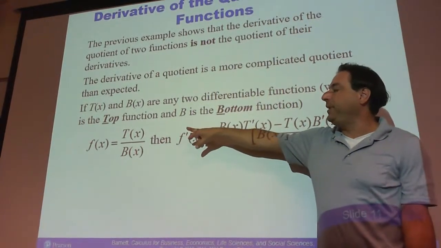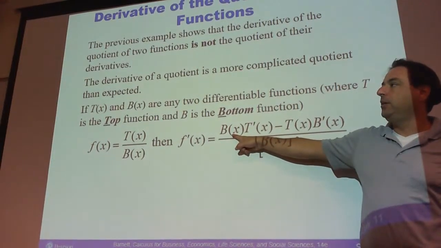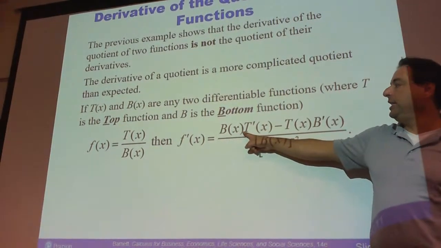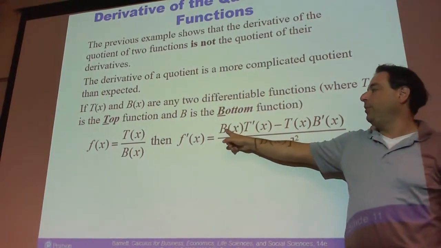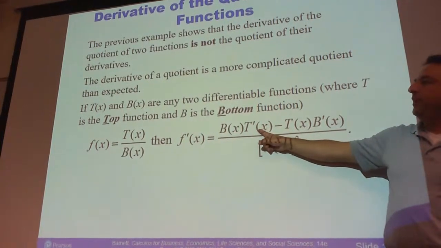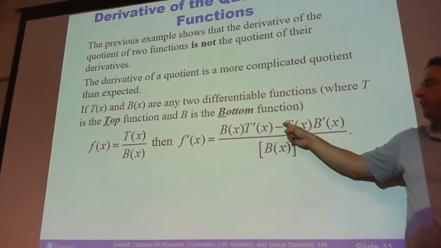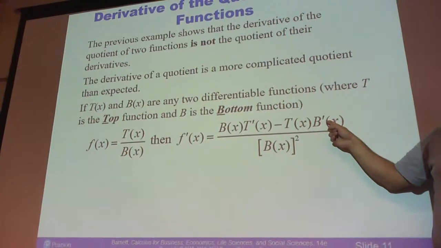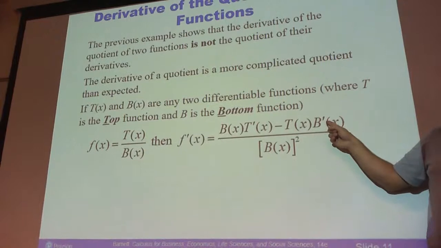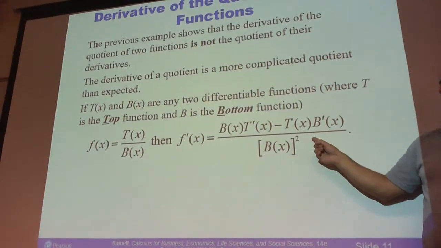So when I have two things being divided, how do you take the derivative? The original b times the derivative of t, the top. So the original bottom function times the derivative of the top function minus, yes, it is a minus. It's part of the formula. What's this next one? The original top times the derivative of the bottom all over the original bottom squared.